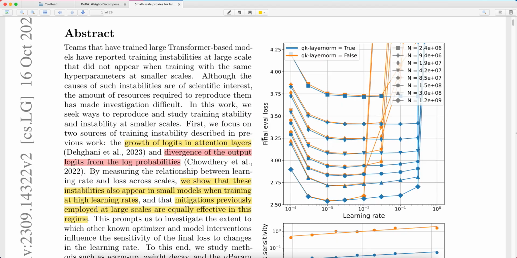And here's the final eval loss. So it goes down, it plateaus, and then I think it's exploding for all of them. This is, what is this, 2 million parameters, and then it goes up to 1 billion.